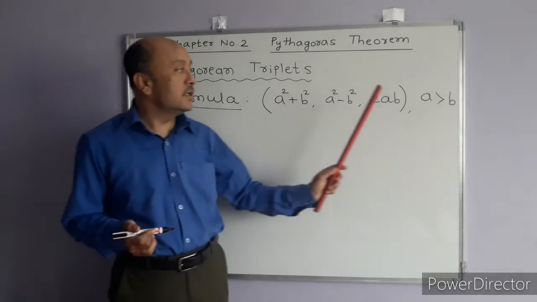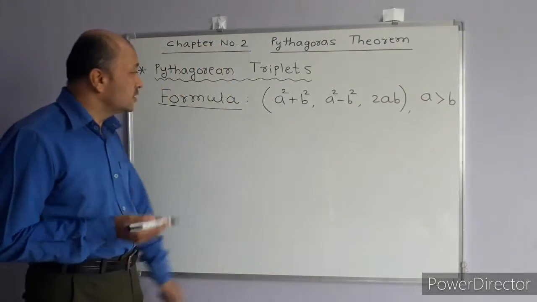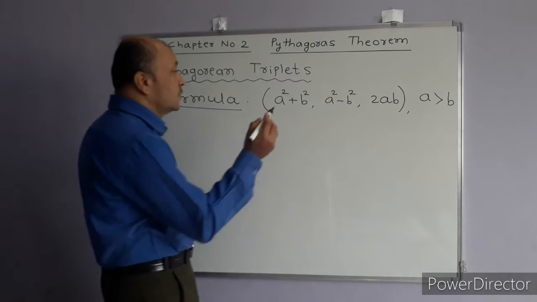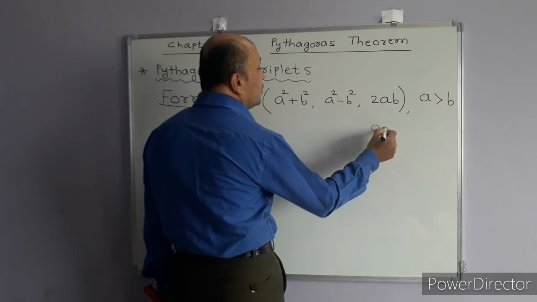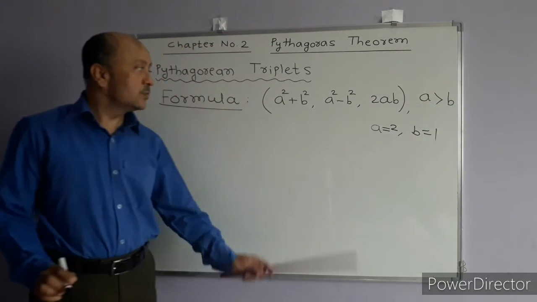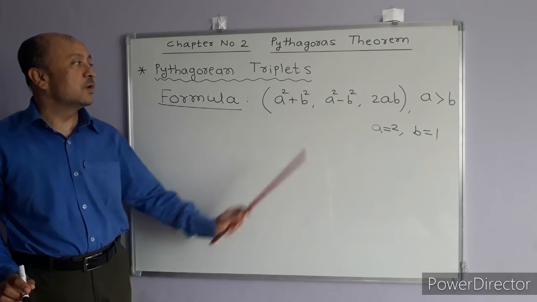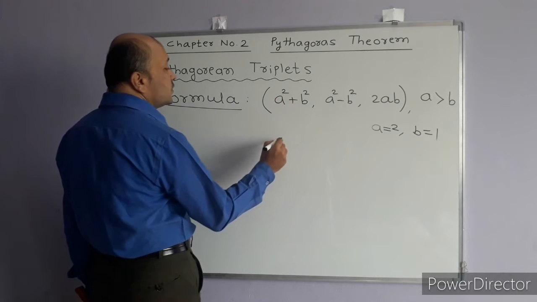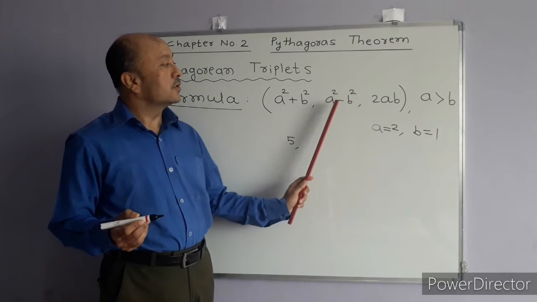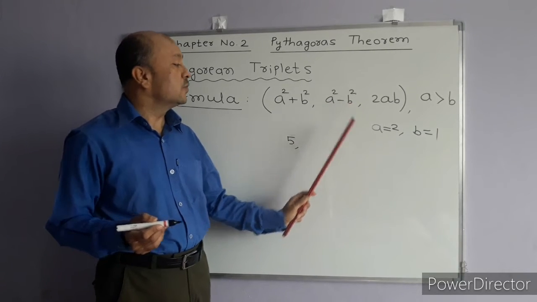What is the condition given here? That is a is greater than b. That is the condition. So look here, students, we'll go for an example, then we'll see how it works. So let us take a is equal to 2 and b is equal to 1. Let us put a is equal to 2. a square plus b square: 2 square plus 1 square. So 2 square is 4, 4 plus 1 is 5. Then a square minus b square: 2 square minus 1 square, that is 4 minus 1 is 3.